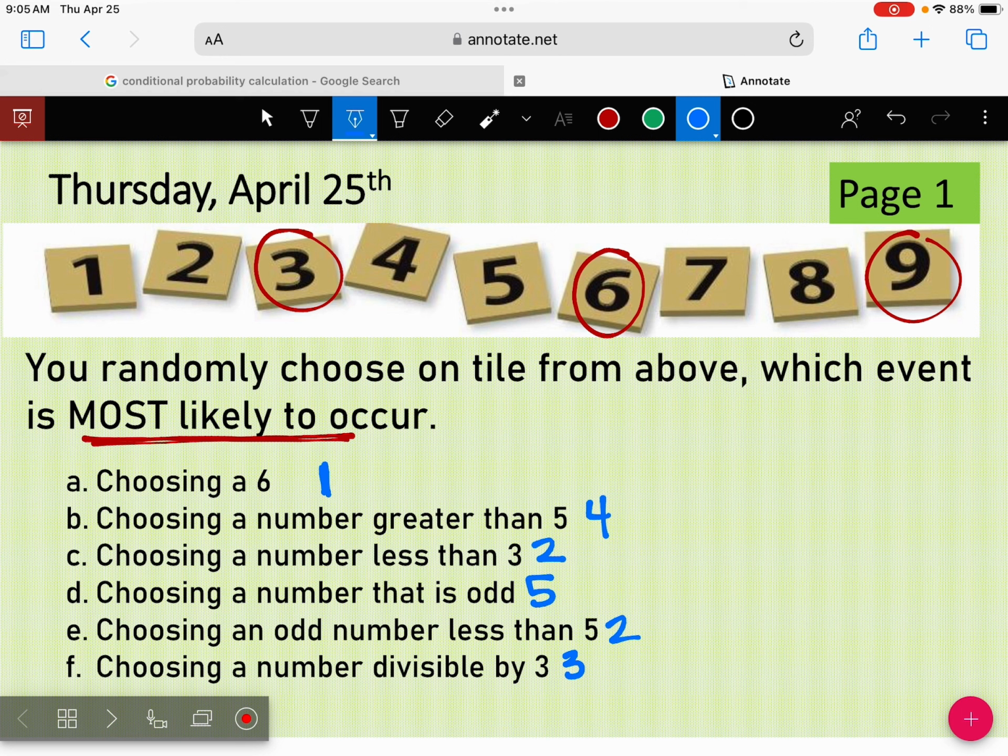So now that we have looked at all of our choices, which one, if we were to place a bet, which one is most likely to occur? A, B, C, D, E, or F? Which one had the highest number?